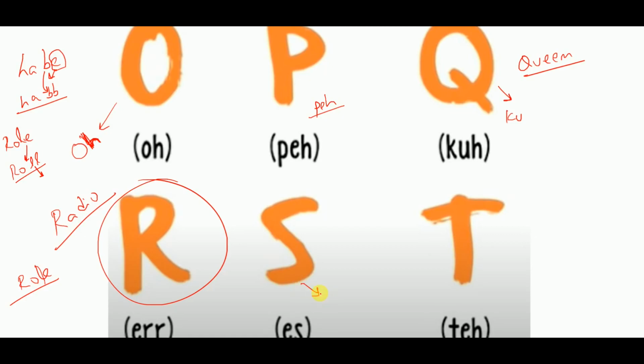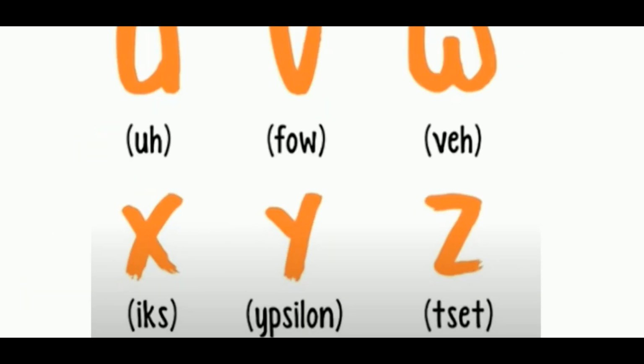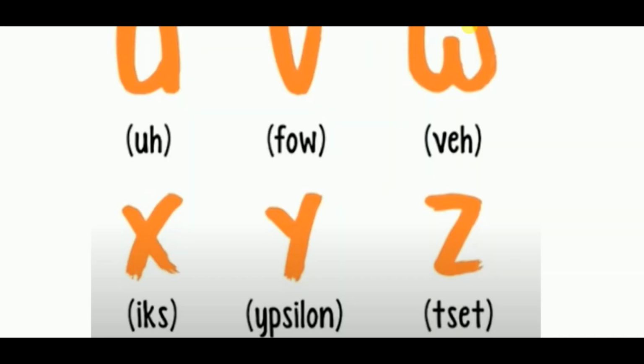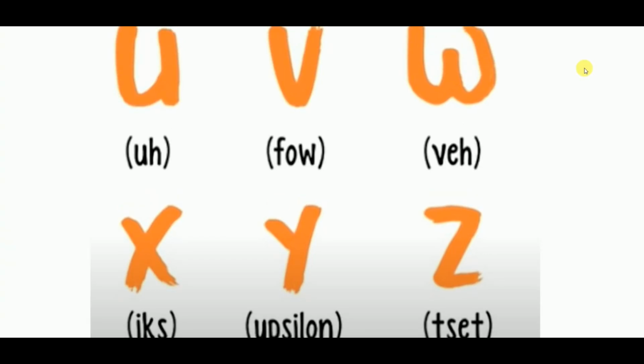Going ahead, this is normal S. And this is normal T. Make sure it is not T, it is Te. Te. Okay. Further, this is U. Ooh. And this U is normally the same.